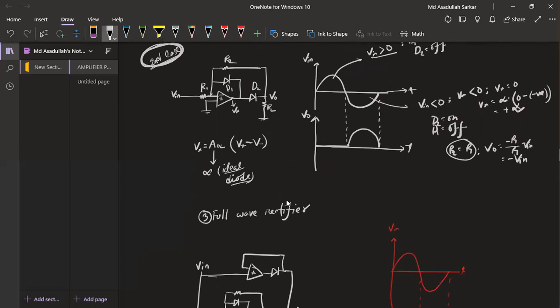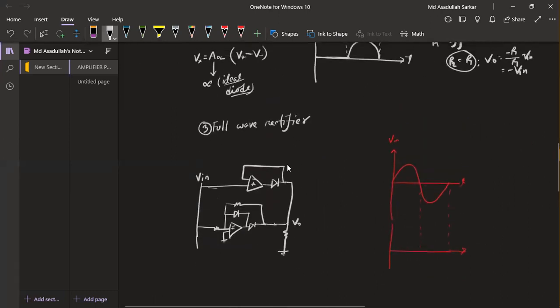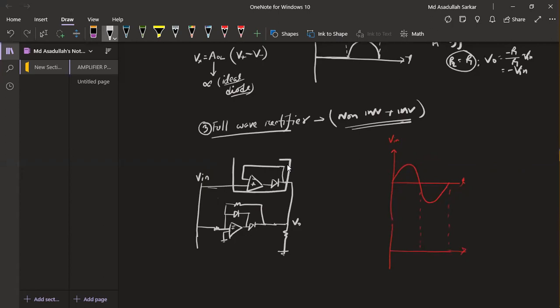So the last part is the full wave rectifier. The full wave rectifier is not so difficult. It is mainly the combination of the non-inverting plus inverting rectifier. The combination of both gives the output of the full wave rectifier. So here is our non-inverting rectifier, and this is our inverting rectifier.